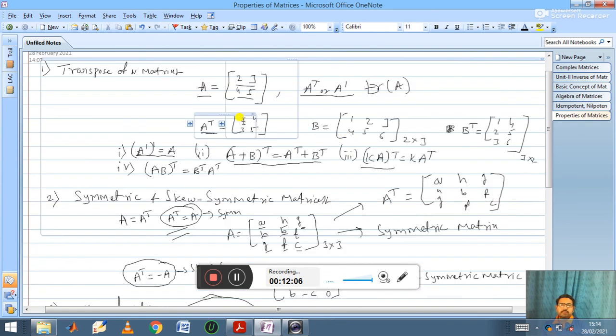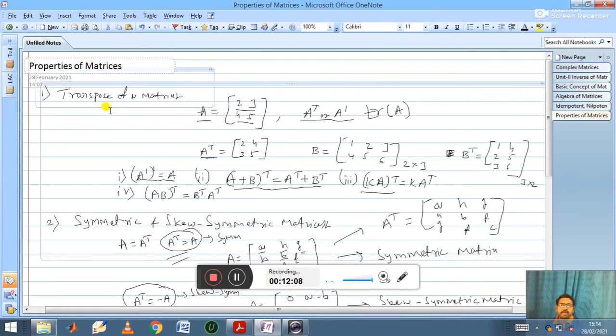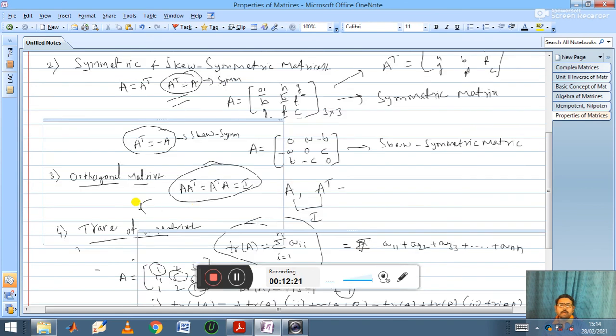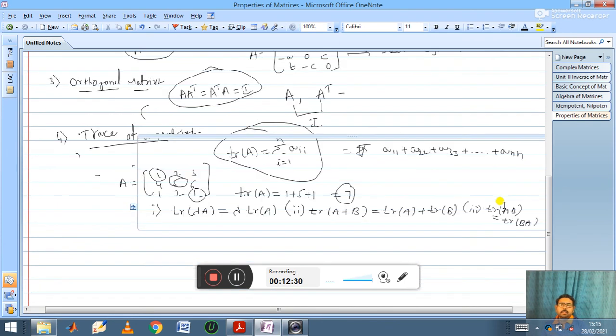So in this video we discussed the transpose of a matrix, then symmetric and skew symmetric matrices. Symmetric means A equals A transpose, skew symmetric means A transpose equals minus A. Orthogonal matrix definition: A into A transpose equals A transpose into A equals I. And the trace of a matrix definition: the sum of the diagonal elements gives the trace of a matrix.